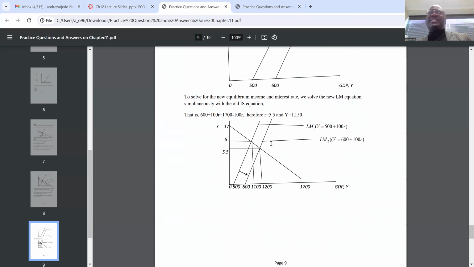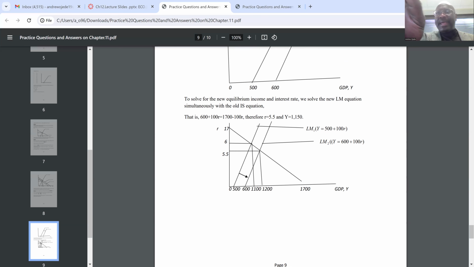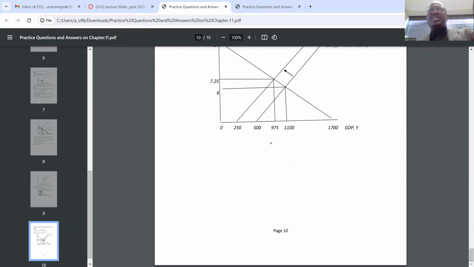So let's assume we're using the original IS curve before government changed spending, which was Y equals 1700 minus 100R. We're now drawing that, and we know that the original equilibrium gave us an interest rate of 6 and output of 1100. But now if the LM curve shifts to the right, that's going to lead to a lower interest rate. If you solve the new LM curve simultaneously with the old IS curve, you're going to find that the new interest rate falls to 5.5% from 6%, and the new output level, GDP, increases from 1100 to 1200. So that's basically what I wanted to talk about on that.